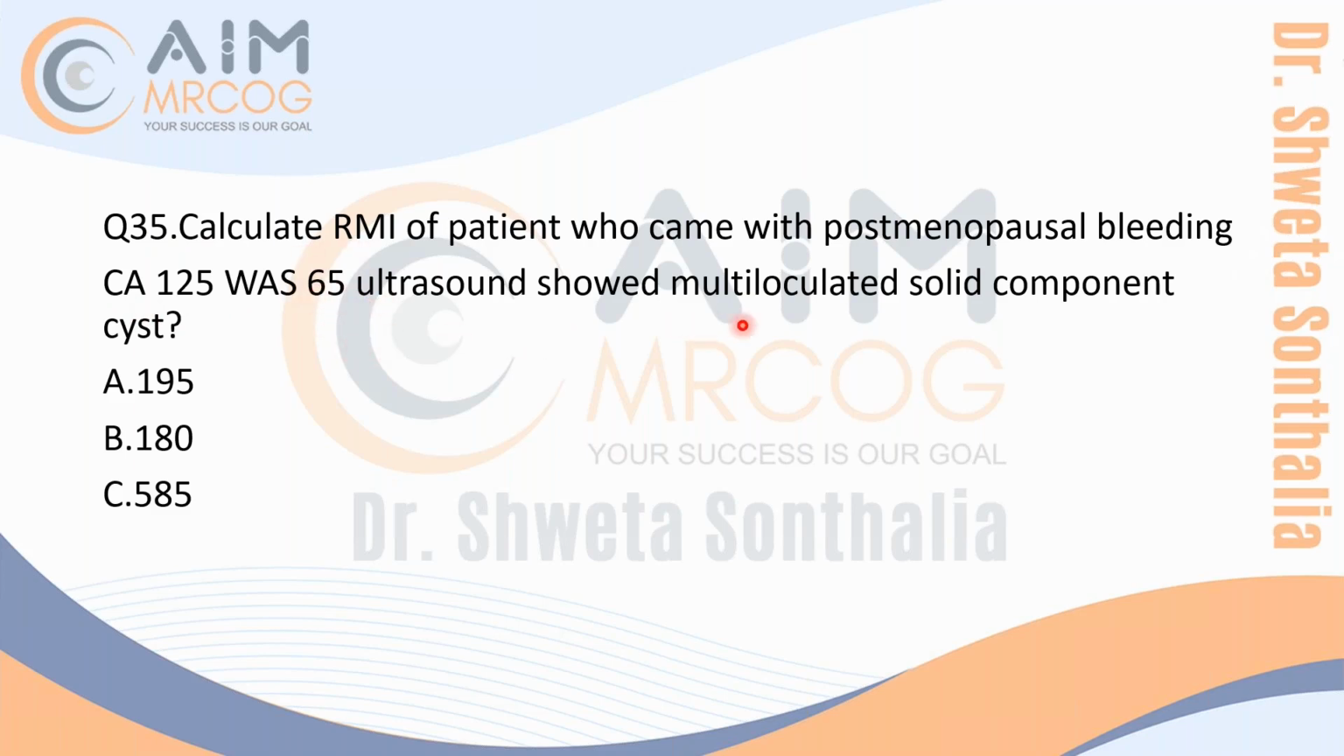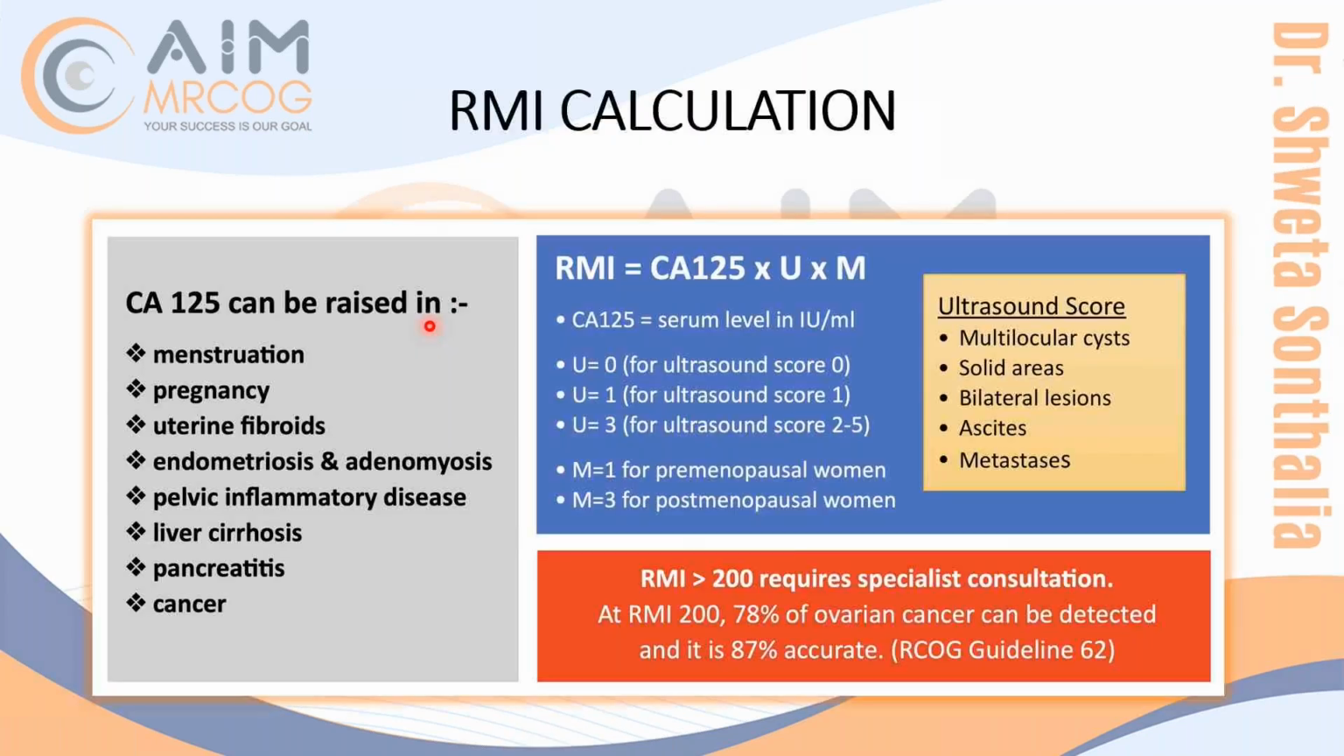And ultrasound shows a multiloculated solid component. It's very important for us to see the ultrasound characters because that gets a score. Just for your knowledge, how to calculate RMI: CA125 into ultrasound score into the menopausal status. CA125 here is 65. For ultrasound features, they told us it's a multiloculated cyst with a solid area, so two features they have given you. Then the menopause: it's postmenopausal.